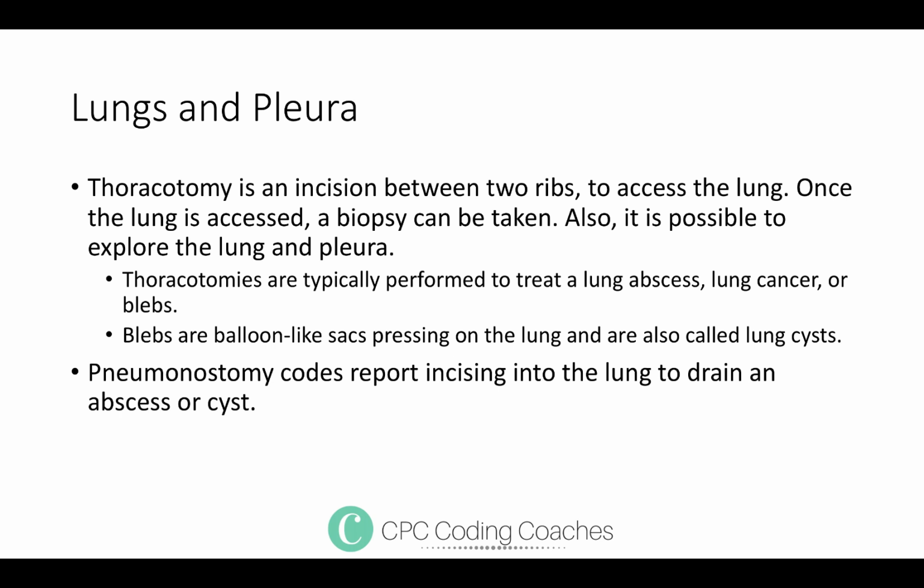Thoracotomies are typically performed to treat a lung abscess, lung cancer, or blebs. Blebs are balloon-like sacs pressing on the lung and are also called lung cysts. Pneumonostomy codes report incising into the lungs to drain an abscess or cyst.